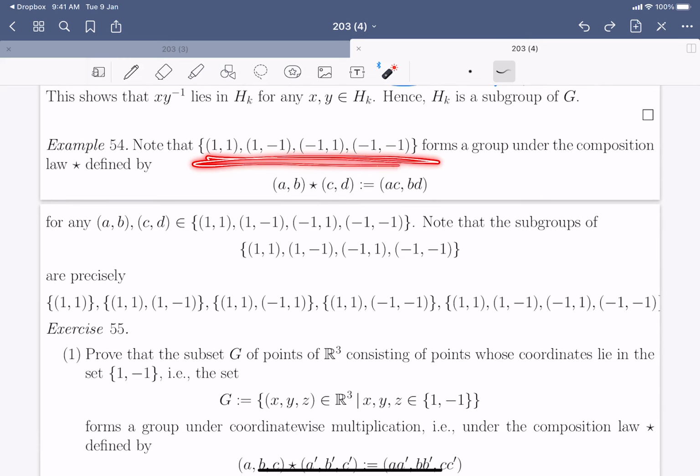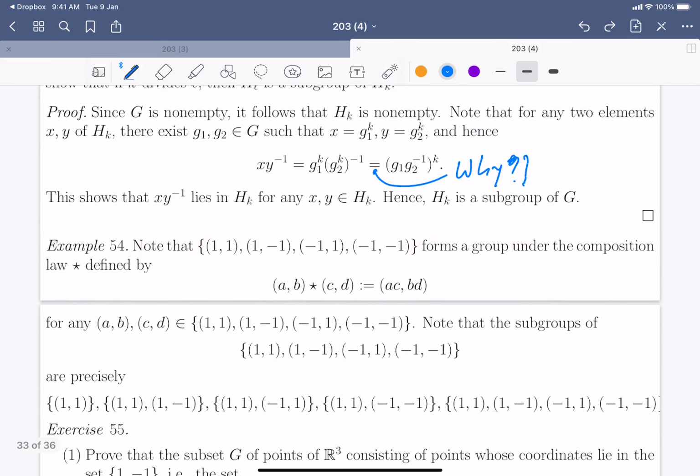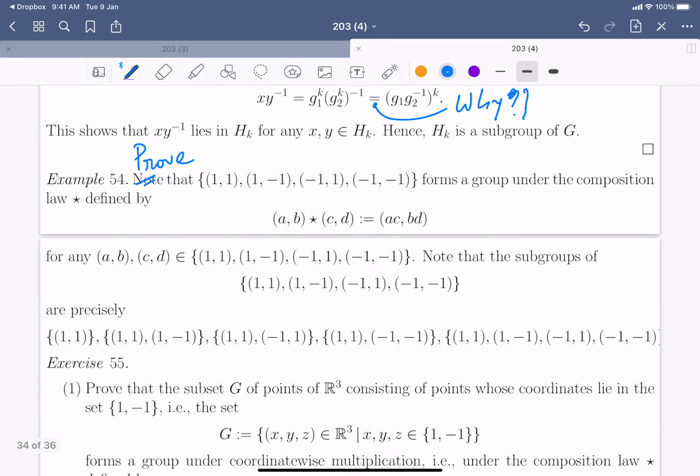So one can show that this set, consisting of points inside R2 whose coordinates are from the set 1, minus 1, can be given a composition law, which is component-wise multiplication. Then one can show that this forms a group. I said that this is a note, but maybe I should try to rephrase it. So it's an exercise for you to prove that this is a group under the prescribed composition law.